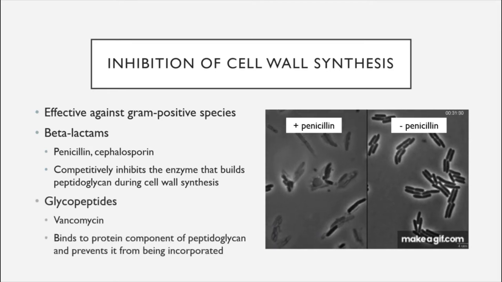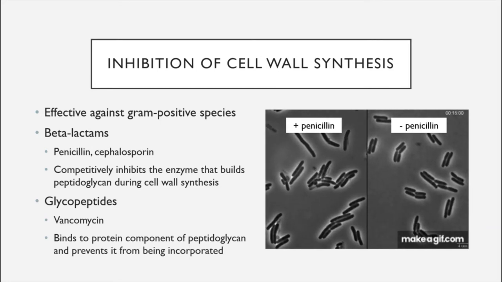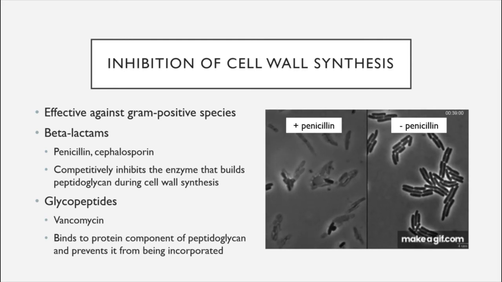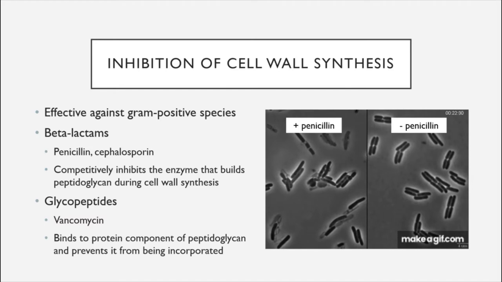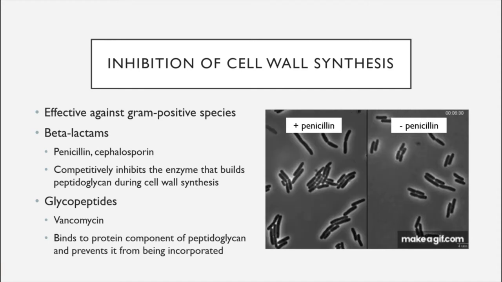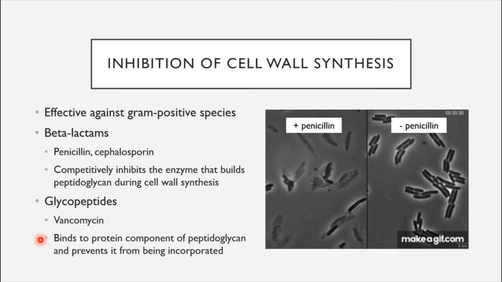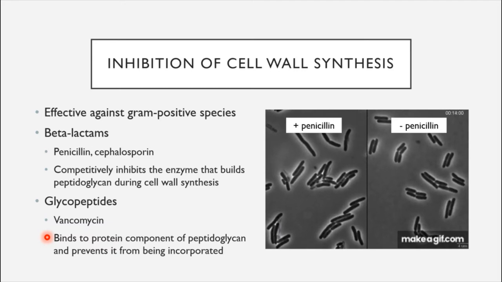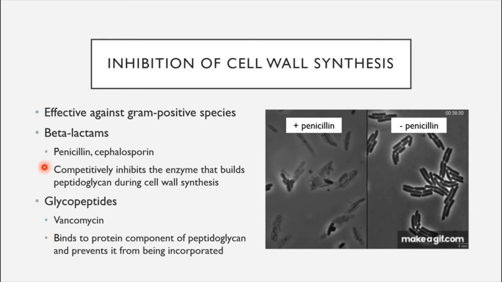Another class of antibiotics that inhibit cell wall synthesis are glycopeptides. Vancomycin falls into this category, and although it also targets the peptidoglycan cell wall, it works in a slightly different way than the beta-lactams. Vancomycin binds to the protein component of peptidoglycan and prevents it from being incorporated. So in other words, instead of interfering with the enzyme that constructs peptidoglycan, vancomycin will attach to the raw material that is used to make the peptidoglycan cell wall, and prevent it from being taken up by the enzyme.